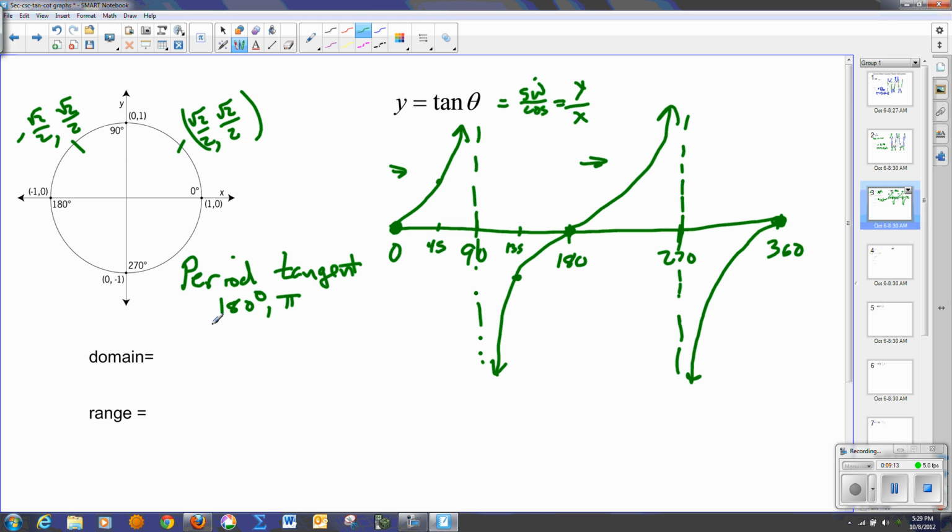So domain, well, my domain is everything but my asymptotes once again, so that's going to happen at 90 plus any addition of 180 thereafter. So any addition of 180 no matter how many times. My range, notice it goes up forever and down forever, and no breaks in between, is all reals.